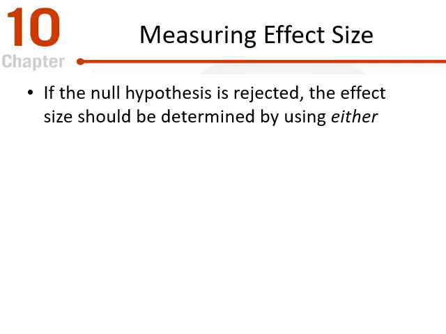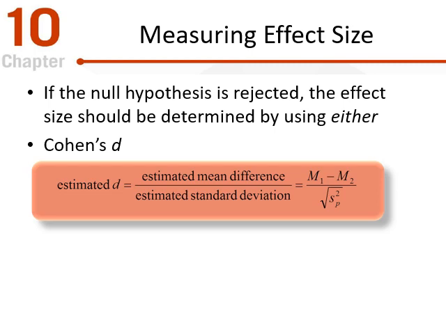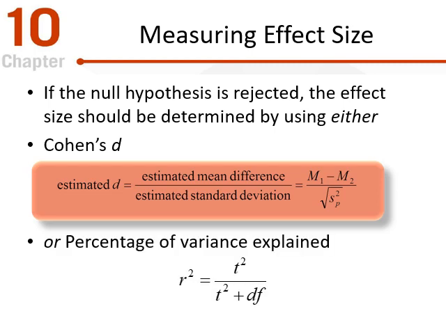Measuring effect size. If the null hypothesis is rejected, the effect size should be determined by using either Cohen's d, which is given by mean 1 minus mean 2 over the square root of the pooled variance, or percent of variance explained, given by the equation r squared equals t squared over t squared plus degrees of freedom.